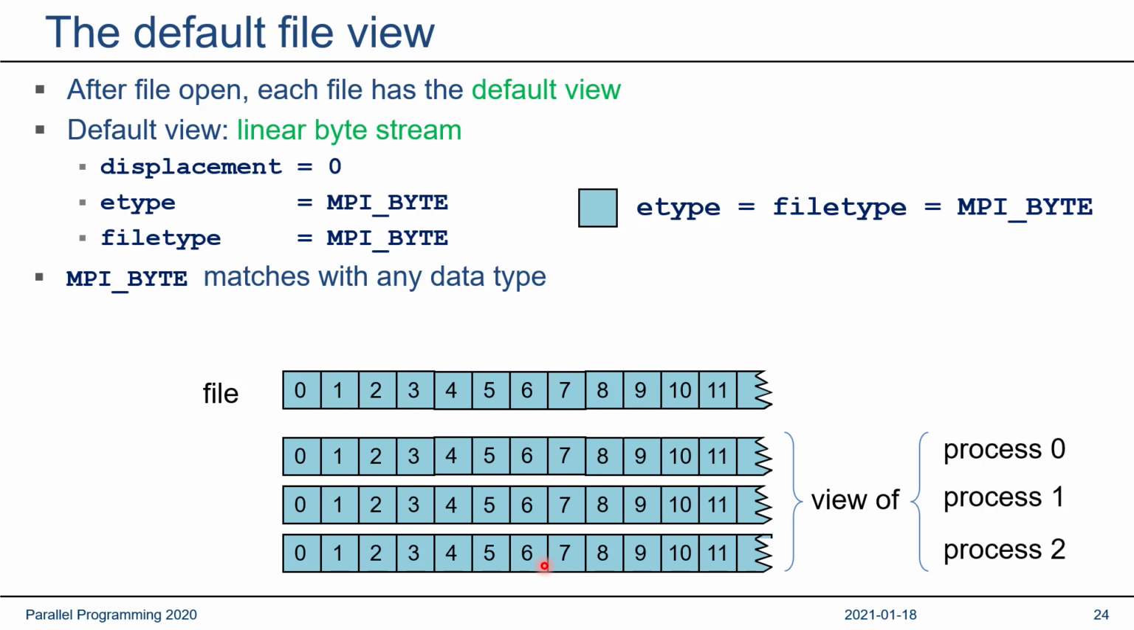This may or may not be what you want. In simple situations, you can get away with that and manipulate the file the way you want it to be, but sometimes it's more convenient to actually restrict the view of processes on the file in order to do more advanced things.